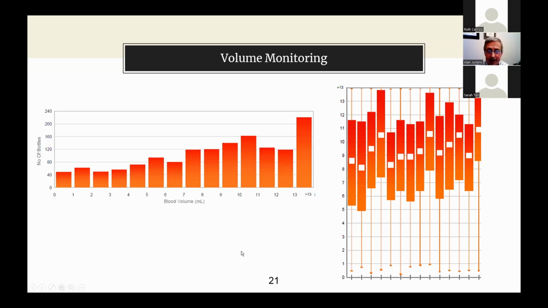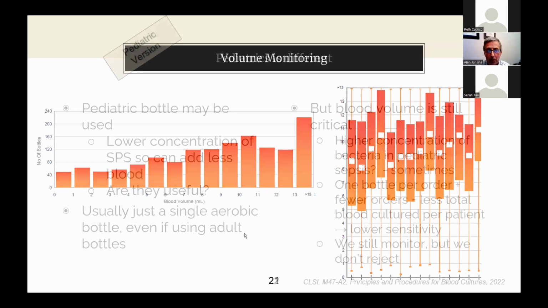The problem with these is that I do them monthly or quarterly. It can't go back on a patient report. So when Dr. Ramirez has a patient and they have a low blood volume draw, the report will make no mention of that whatsoever. So that's a bit of a problem with that.